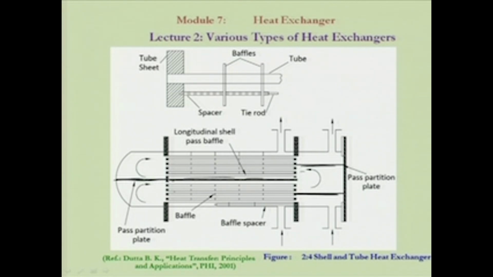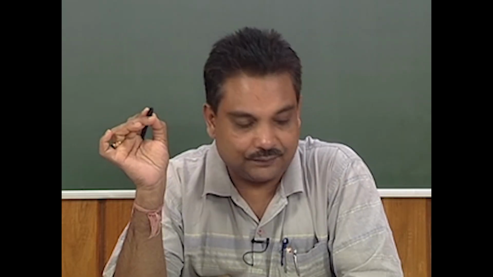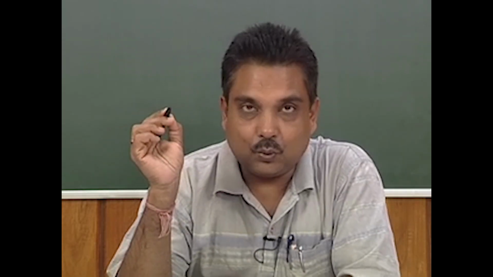Therefore, the number of passes on the shell side will be 2, so the shell side fluid will pass through this heat exchanger twice. Now, there are some other points. We have seen the partition plates and the number of passes, and now we are going to go for the nozzles.